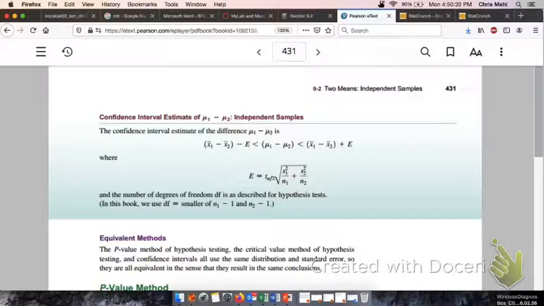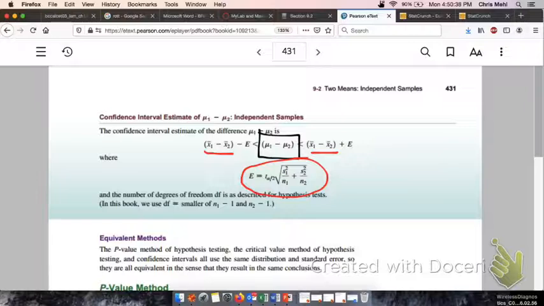Now, the confidence interval estimate, just like any other confidence interval: if I wanted to estimate the difference in the population means, I would take the difference in the sample means and add and subtract the error to form my confidence interval. And the formula for the error would be t alpha over 2 times the square root of S1 squared over N1 plus S2 squared over N2.